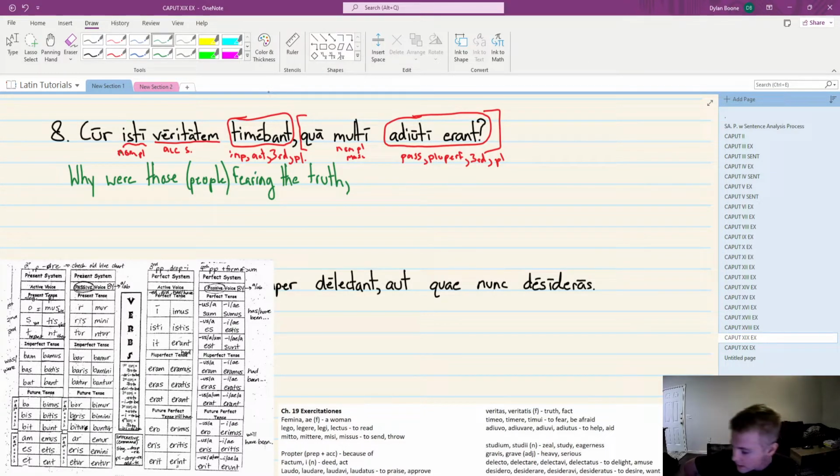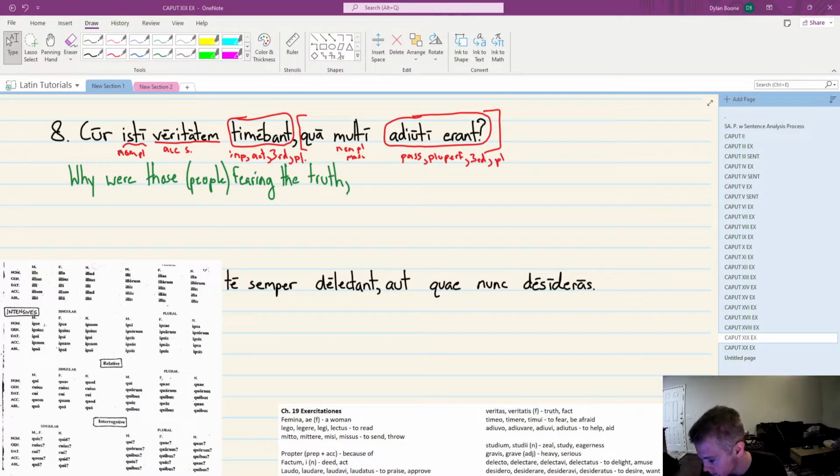It is qua, get you into the relative pronoun chart. It is an ablative. So qua. Let's see if I can pick it out here. So qua. There's only one option there because quo is ablative for neuter. So qua means it has to be ablative feminine singular.